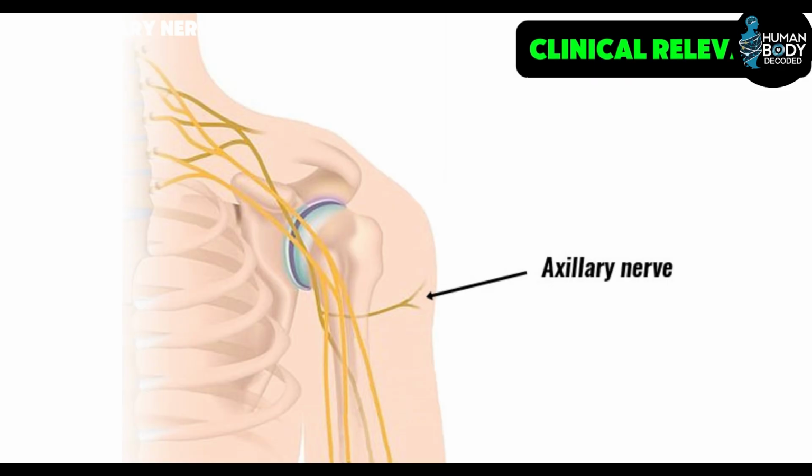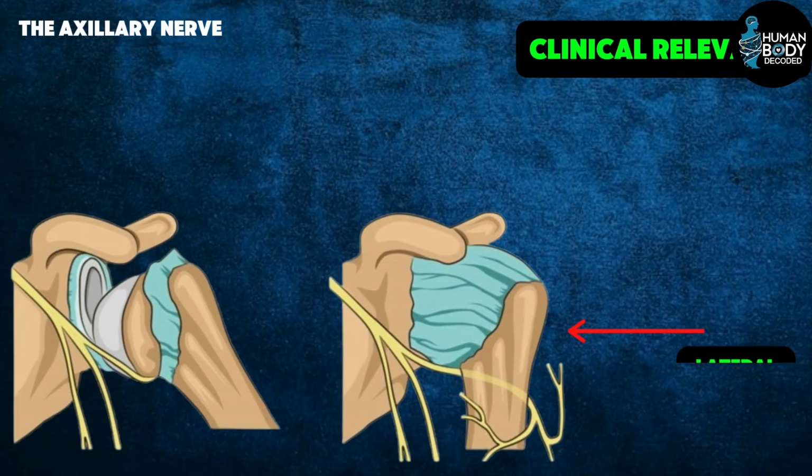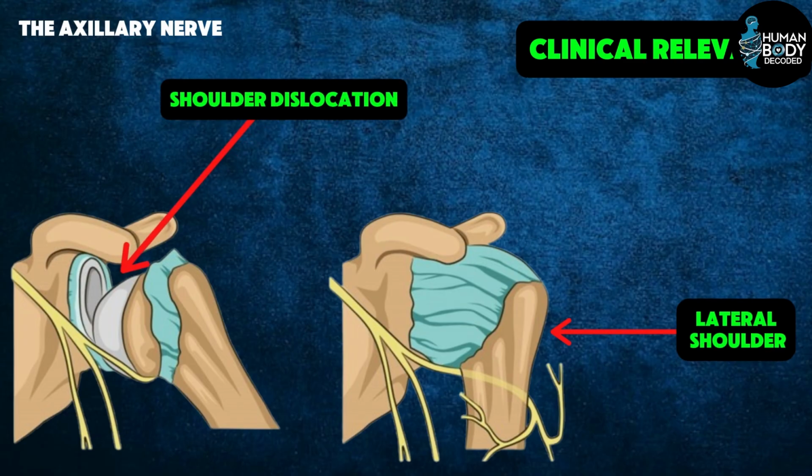Clinical relevance. Injury to the axillary nerve, for example in the axilla from a shoulder dislocation, can result in weakness with shoulder abduction and sensory loss over the lateral shoulder.